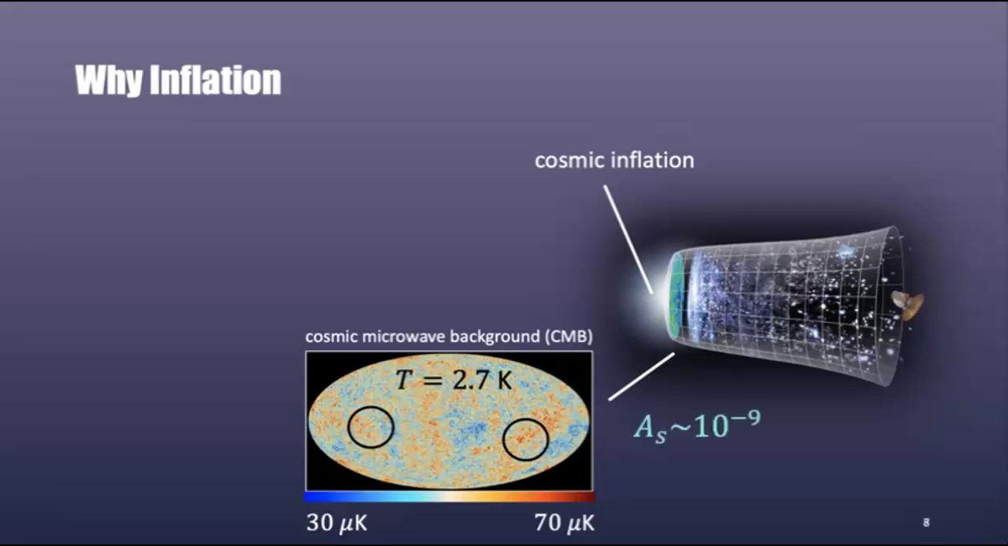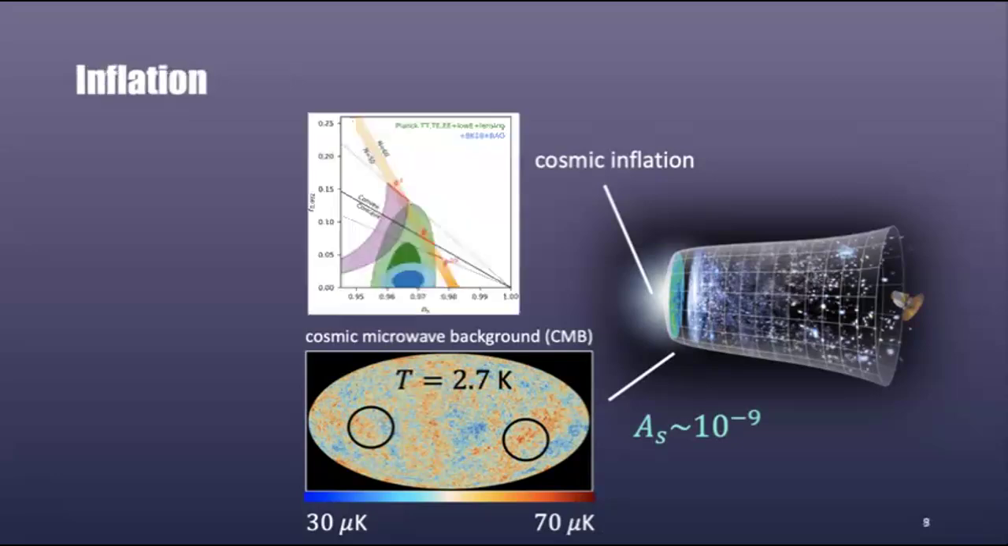And in particular, if we ask how large are those fluctuations, so the 2-point function of the temperature, the fractional amplitude of the power spectrum is of the order of 10 to the -9. So that's very, very small, and inflation does a beautiful job being able to explain this.